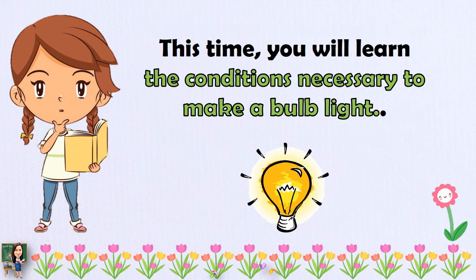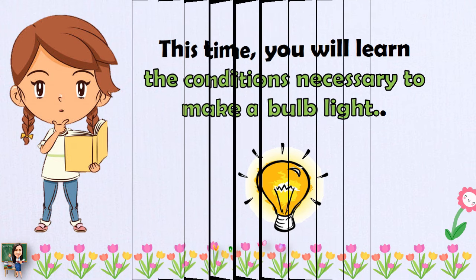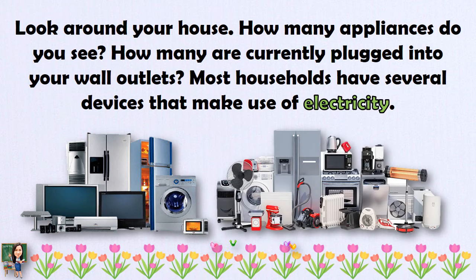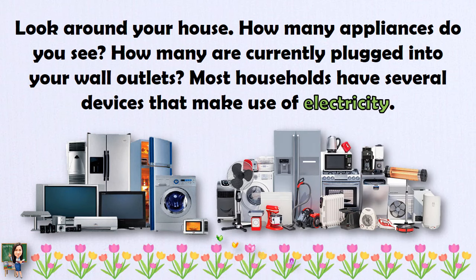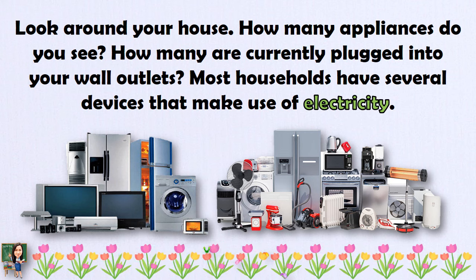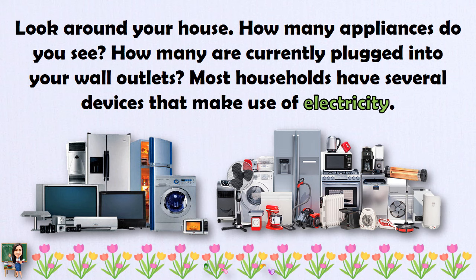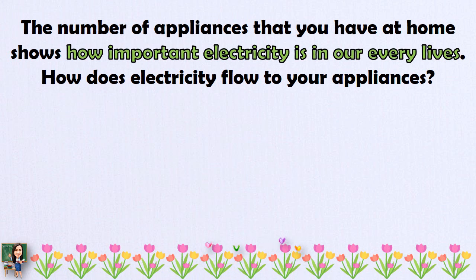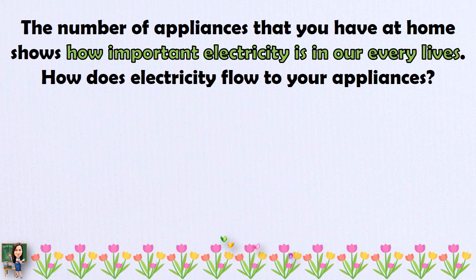This time, you will learn the conditions necessary to make a bulb light. Look around your house. How many appliances do you see? How many are currently plugged into your wall outlets? Most households have several devices that make use of electricity. The number of appliances that you have at home shows how important electricity is in our everyday lives.